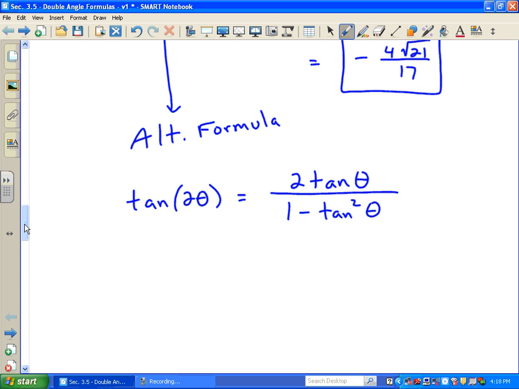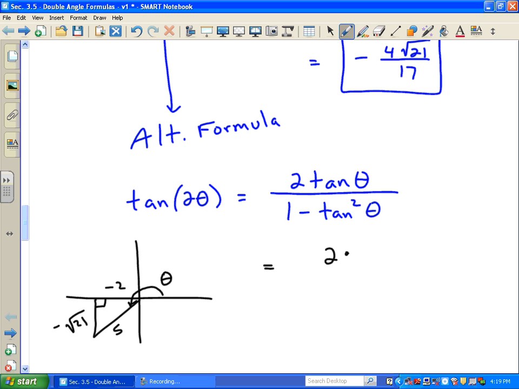Looking back at our picture that we had drawn above, our picture looks something along these lines. We had 5 as the hypotenuse, negative 2 as x, and then negative square root of 21 as y. Okay. We know that tangent is equal to y over x. Tangent of the single angle, which is this, would end up being negative square root of 21 over negative 2. On the bottom, we'd have 1 minus the value of tangent squared, negative square root of 21 over negative 2.